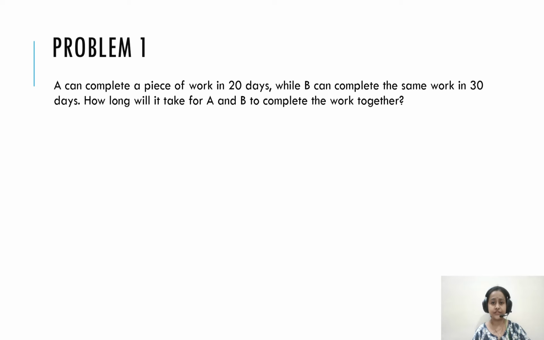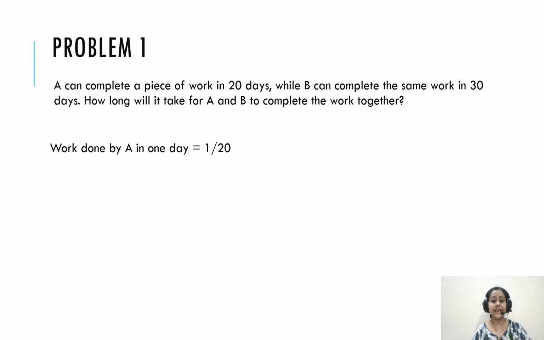So there are two individuals, A and B, and they require different time durations to complete the same piece of work, as their efficiency rate is different. Now if they work together, how long will they take to complete the whole work? So that is the problem. In this case also, first we have to find out their individual efficiency rate. That means how much portion of the work each individual can complete in one day.